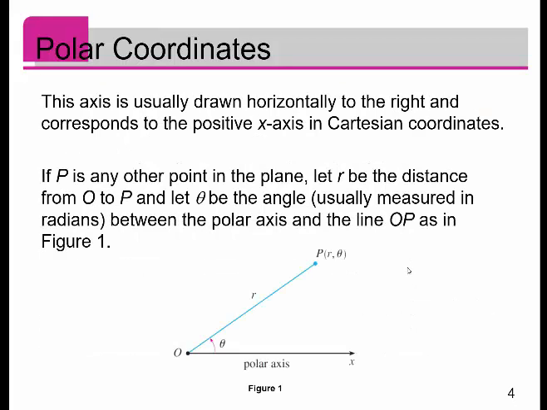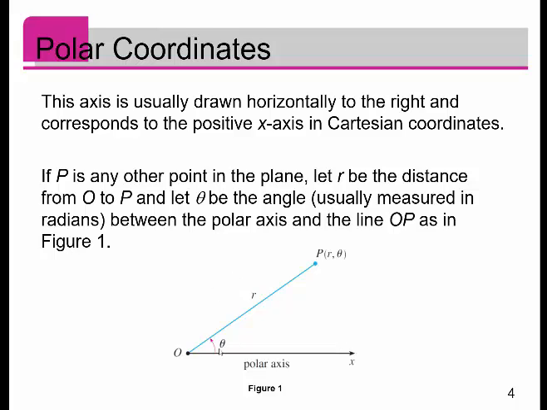The axis is usually drawn horizontally, like I was just showing on the previous slide, to the right, corresponding to the positive x-axis in the Cartesian plane. So here is our pole, and then we have our polar axis. Here's our ray. If we have a point P, out here will be a point in our plane. We'll let r be the distance from O to P. This r is going to be kind of like the radius. So from here to here, that distance is r.